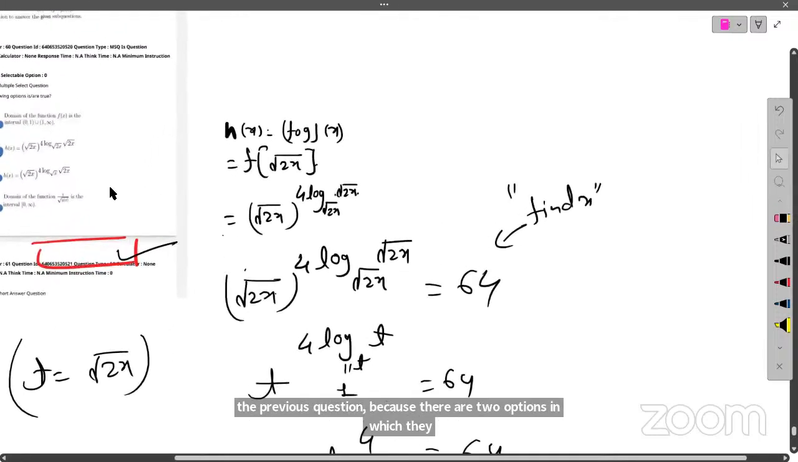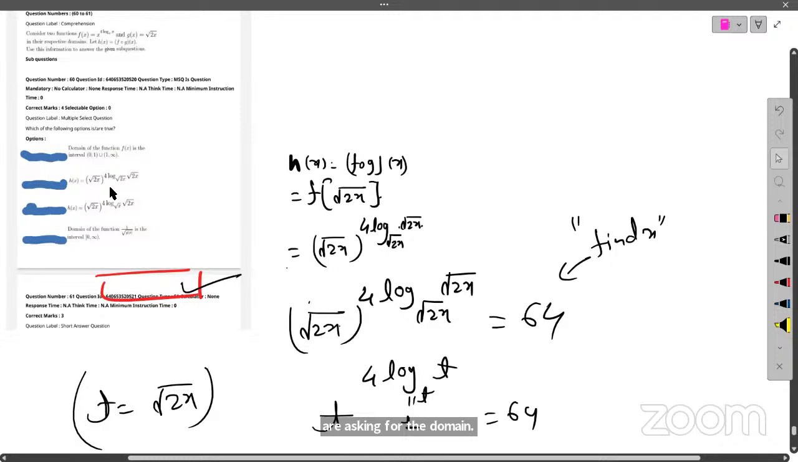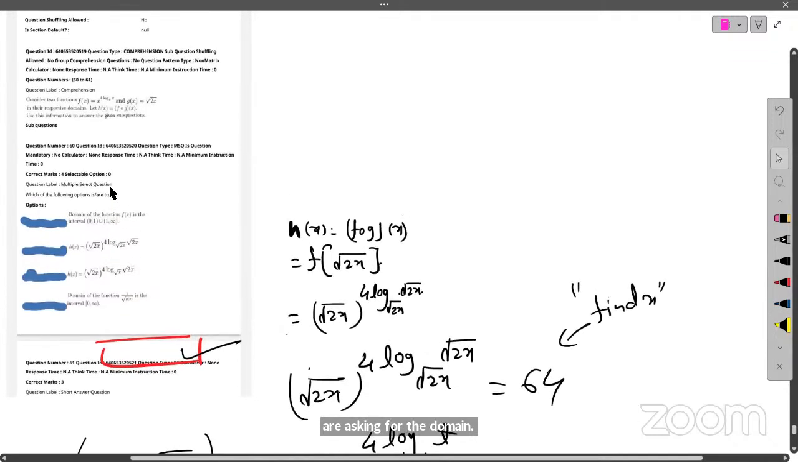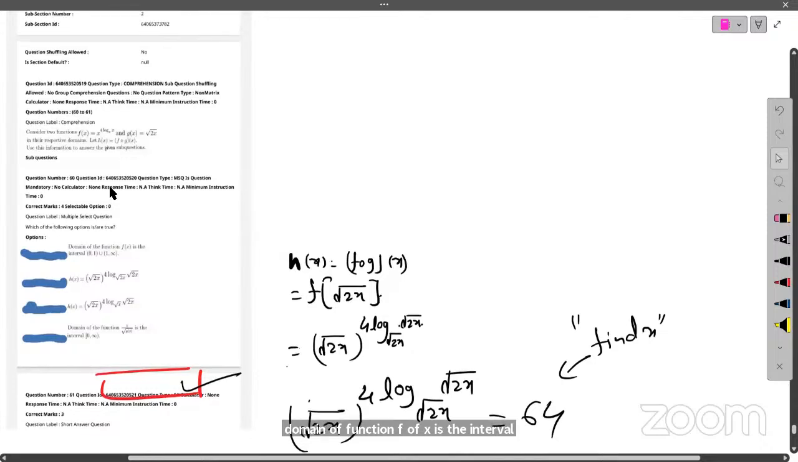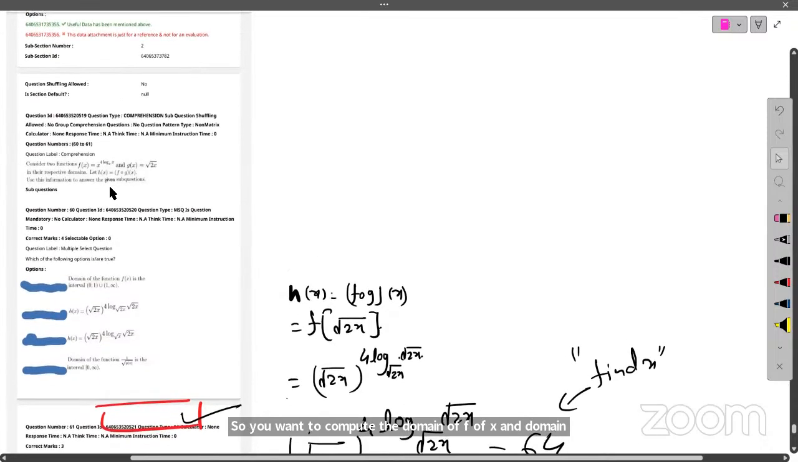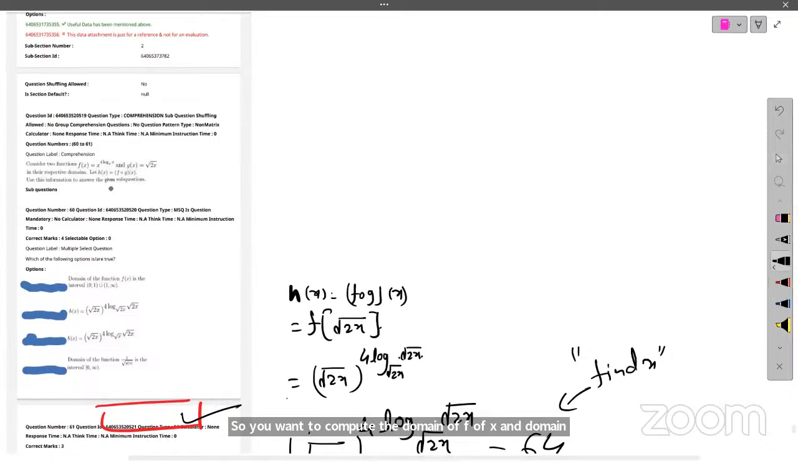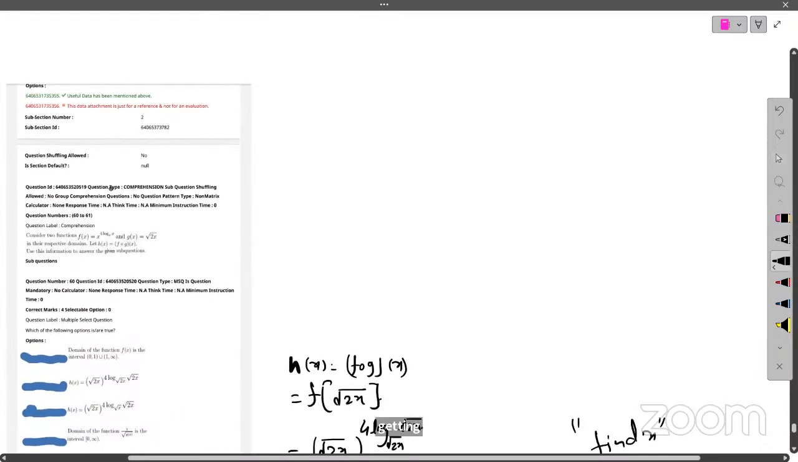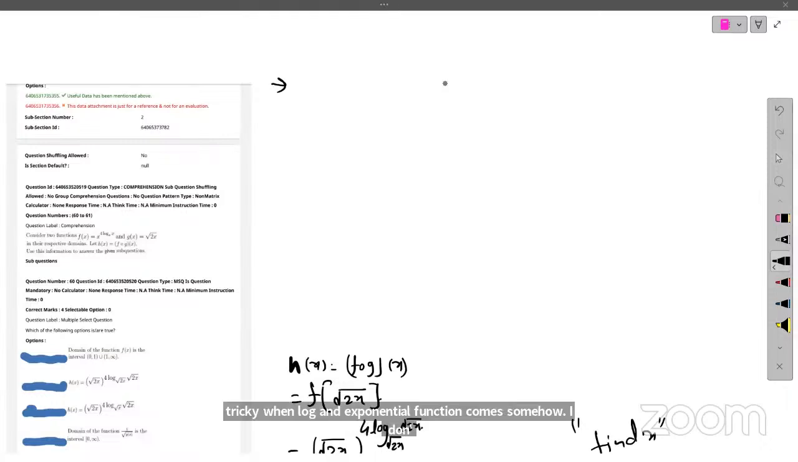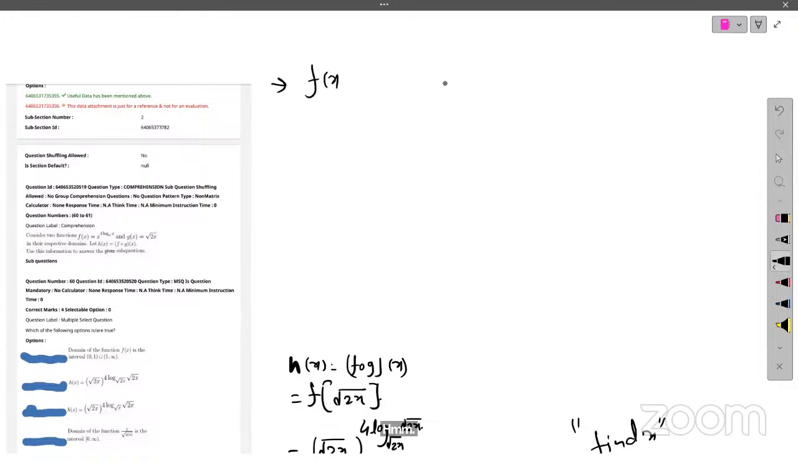Okay, so this is the domain of function f(x) is the interval. So you want to compute the domain of f(x) and the domain of g(x), right? Yes, ma'am. But how to do that? It is getting so tricky when log and exponential functions come. Somehow I get nervous. Right, excellent.